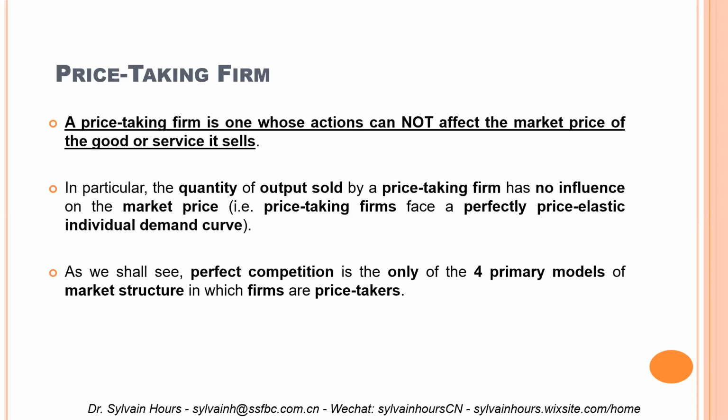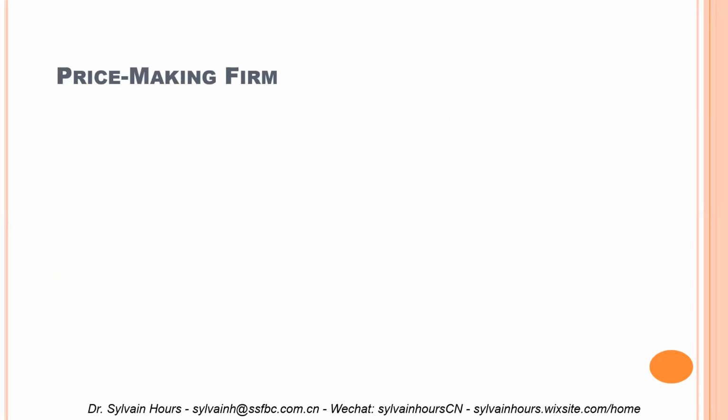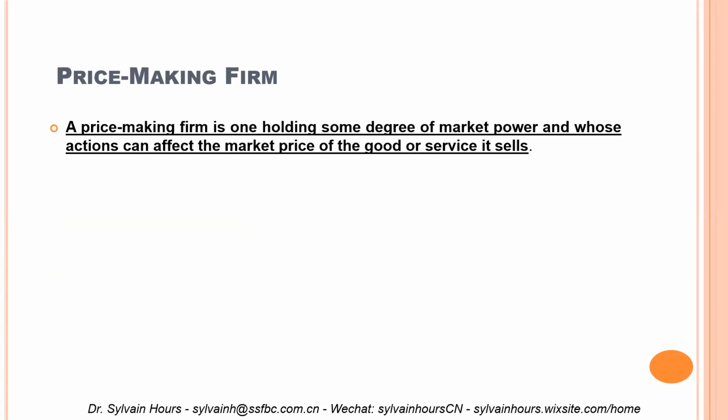Okay, and among the 4 market structures that we are going to study, it's only in perfect competition that firms are price takers. In all 3 other market structures, businesses are going to be price makers. And the opposite of being a price taker is to be a price maker. Of course, in this case, it means that businesses have some market power that they can use to influence the market price. So depending on what they do, the market price is going to be influenced.